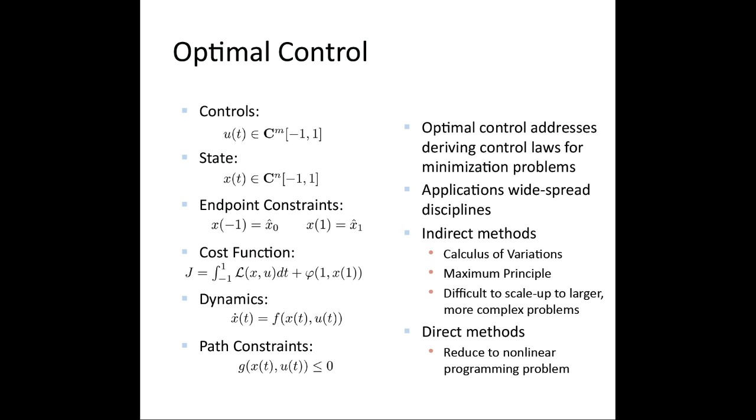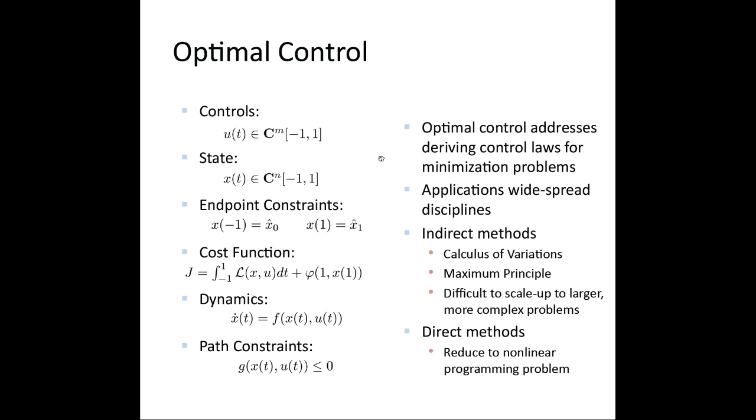So what do we mean by optimal control? Given a time interval, which we'll say without loss of generality can be mapped to the interval -1 to 1, we seek continuous controls u that will steer the state x between an initial state x0 to a terminal state x1, while minimizing a cost function J with a running cost L of x and u and a terminal cost phi, subject to dynamics x dot equals f of x and u and path constraints g of x and u less than 0.